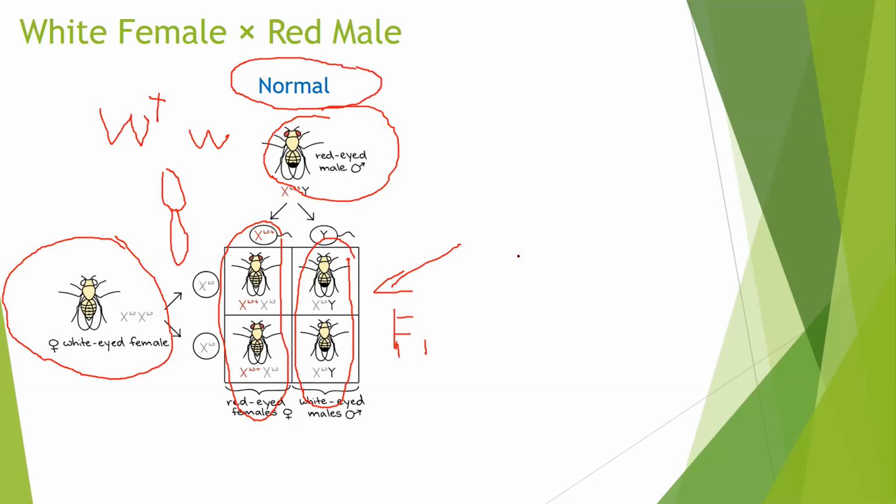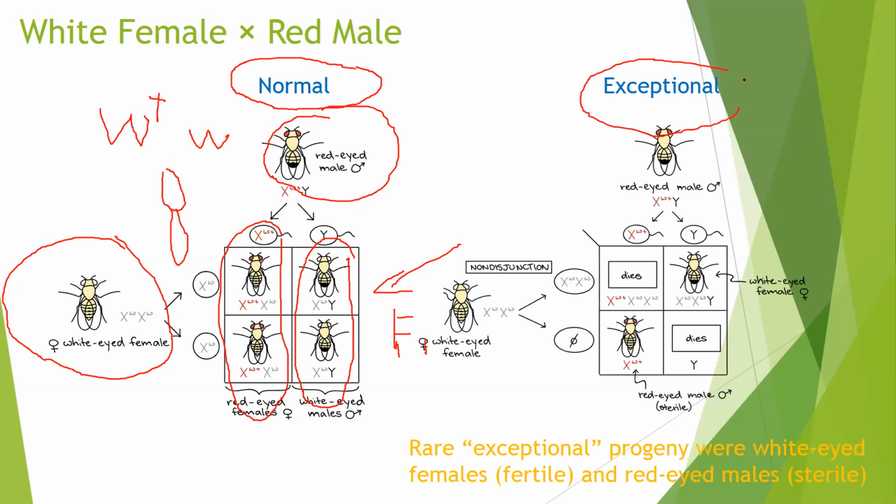However, in a very rare situation, he got this. He used the same parents, the red-eye male and the white-eye female, and did the cross. And in a very rare situation, what he got for the F1 progeny is half of them are white and half of them are red, but the red are always male and the white are always female. So this is totally opposite to this, right? If you compare these two crosses, the second cross is completely different from the first one. So why is that? This is because of the non-disjunction, right?